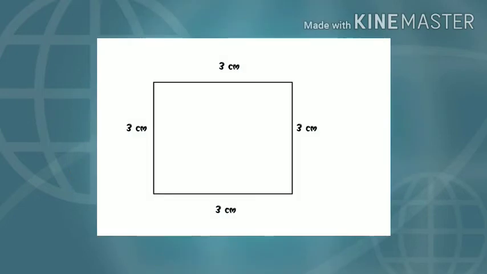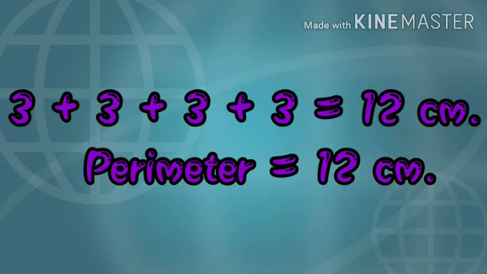Second, it is a square and all of its sides are 3 centimeters long. The perimeter of a square is the sum of the lengths of its 4 sides, which is equal to 3 plus 3 plus 3 plus 3, which is equal to 12 centimeters. So, perimeter is equal to 12 centimeters.